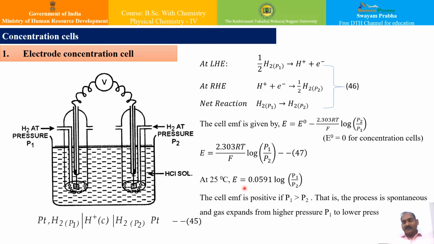That means the cell EMF is positive if P1 is greater than P2. You can see from this equation that in such cases the process is spontaneous and gas expands from higher pressure P1 to lower pressure P2, and vice versa is the case.